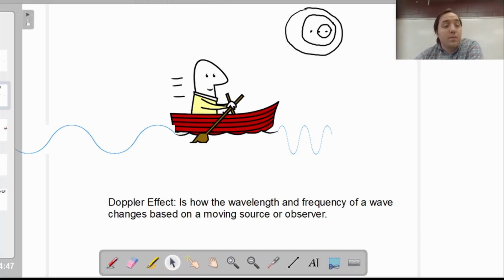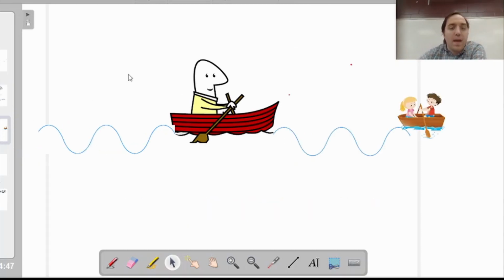We can flip this. Instead of having the man move, we can have someone be moving towards the man. These kids over here are moving towards him. Now, because they're moving across the waves, they'll see the waves that the bigger boat, the man's boat, is making more often, more frequently. By moving towards the man, they're decreasing the wavelength because they're seeing those more often.